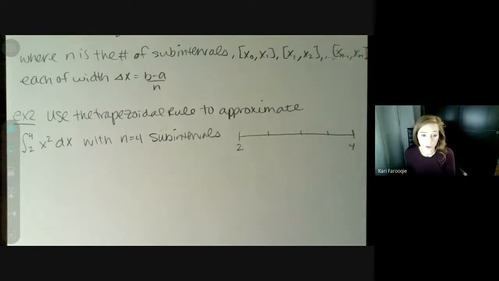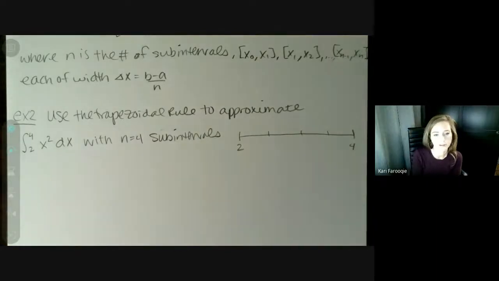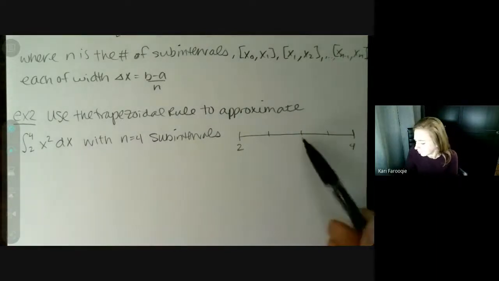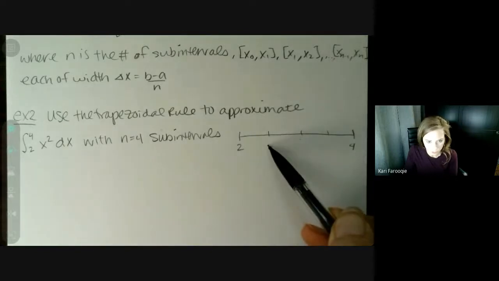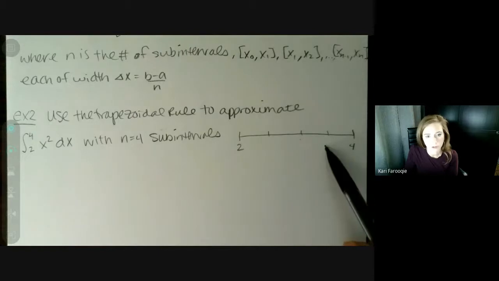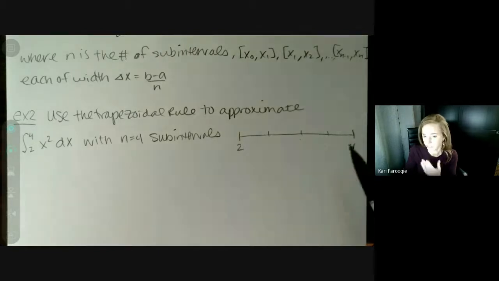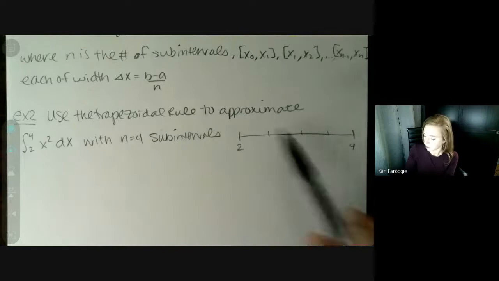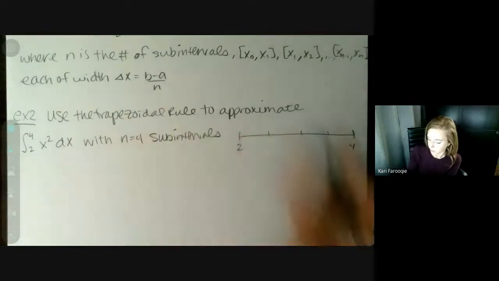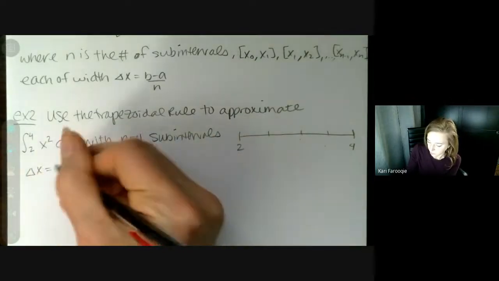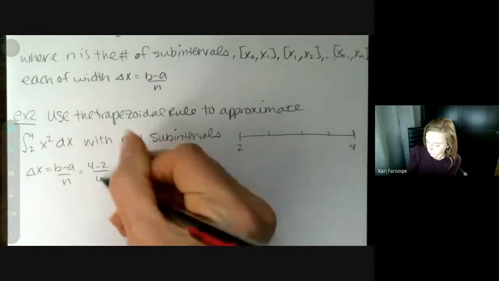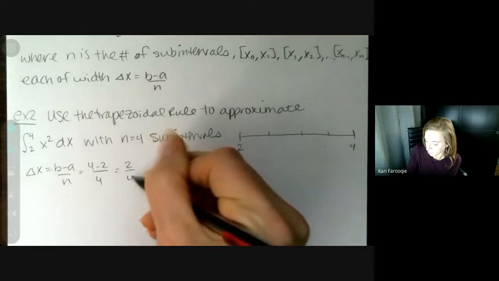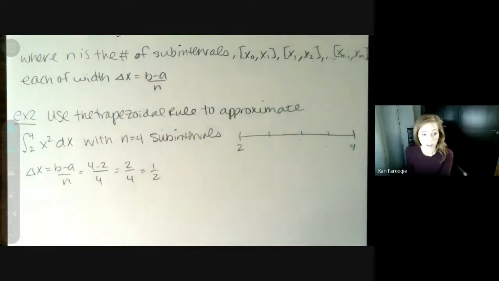Now, most of you are going to eyeball this, and that's why I like to draw this out in number line style. And you'd be like, wait a second, the middle one would have to be 3. Therefore, the first tick mark would have to be 2.5. The third tick mark would have to be 3.5. If you did not draw this out and you cannot easily eyeball it, then you would just do delta x equals b minus a over n, which is 4 minus 2 divided by 4. 4 minus 2 is 2, divided by 4 is a half.